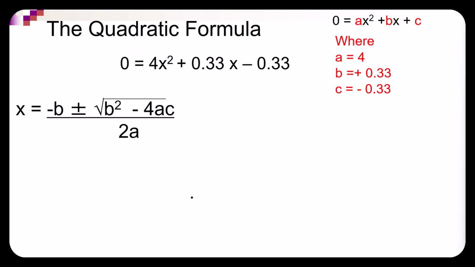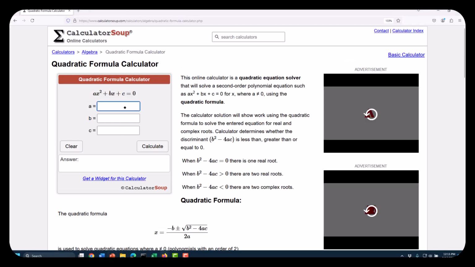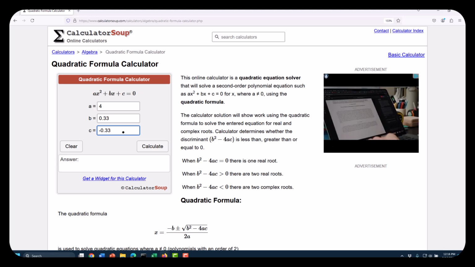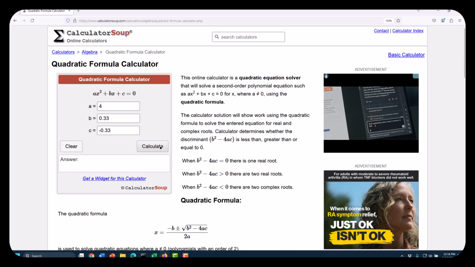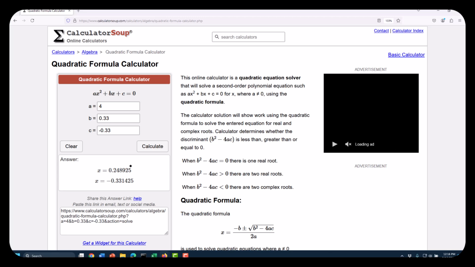All right, so I think I have one pulled up here. All right, so remember our A value was 4. Our B value was 0.33, and our C value was negative 0.33. Okay, so I plug in my values for A, B, and C. I hit calculate, and it's going to spit out two answers. Okay, it will always spit out two answers because that's just the nature of the quadratic.